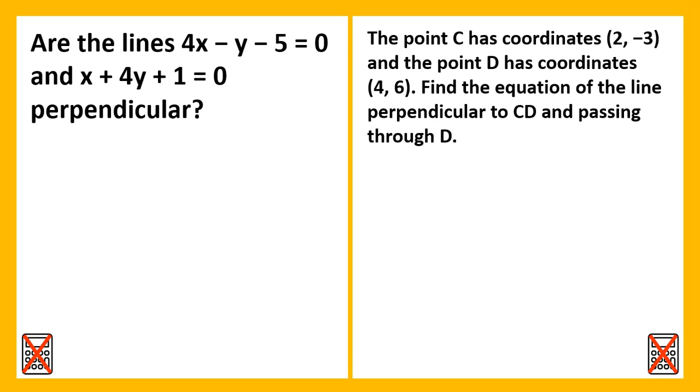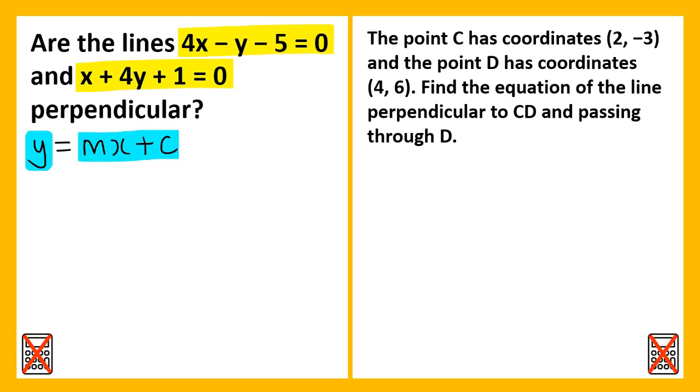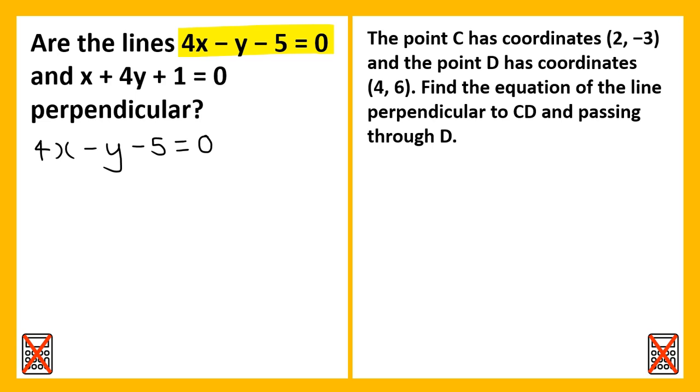For the first question, are the lines 4x minus y minus 5 equals 0 and x plus 4y plus 1 equals 0 perpendicular? The steps to determine if lines are perpendicular involve finding the gradients of both of the lines. I'll be able to do this a little bit easier if I change them into the format of y equals mx plus c. That involves isolating y by itself on one side and having everything else written on the other side. Starting with the first equation, 4x minus y minus 5 equals 0. The quickest way of isolating y by itself on one of the sides is by adding y to both sides.